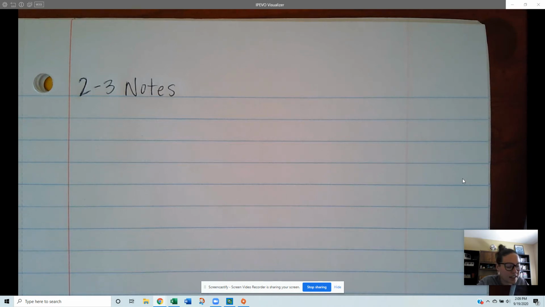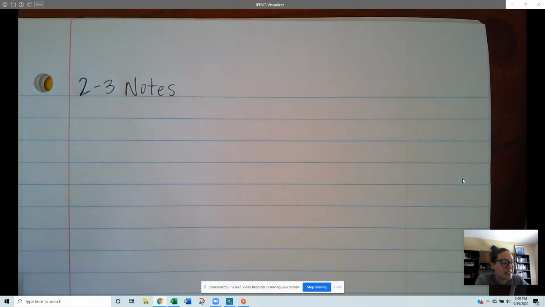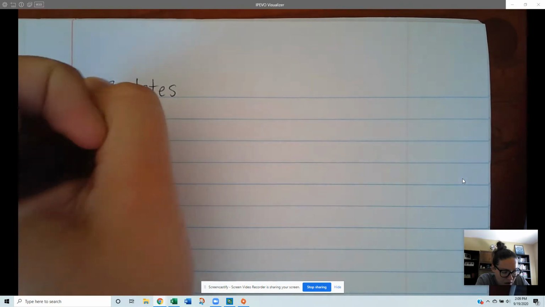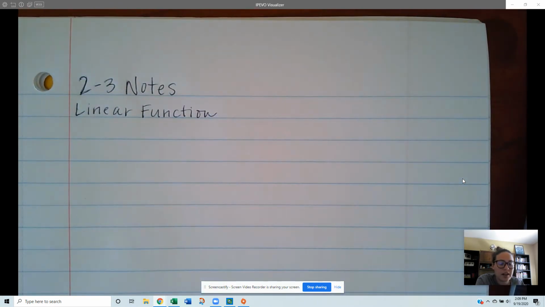Hey everybody, we are going to get started with the 2-3 notes. Lesson 2-3 is all about linear functions. A linear function is one of the families of functions we talked about in chapter 1. You should be familiar with linear functions and what they look like. We know that the graph makes a line. It's a straight line. We've talked about y equals mx plus b.